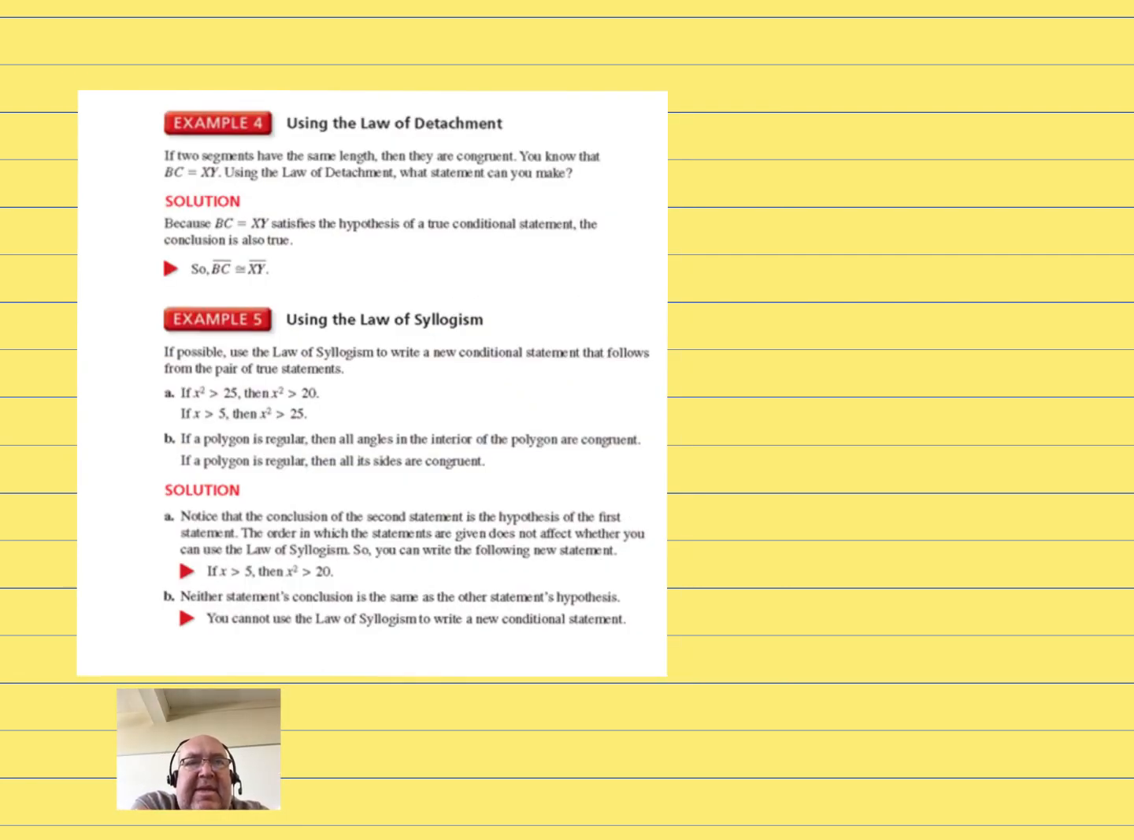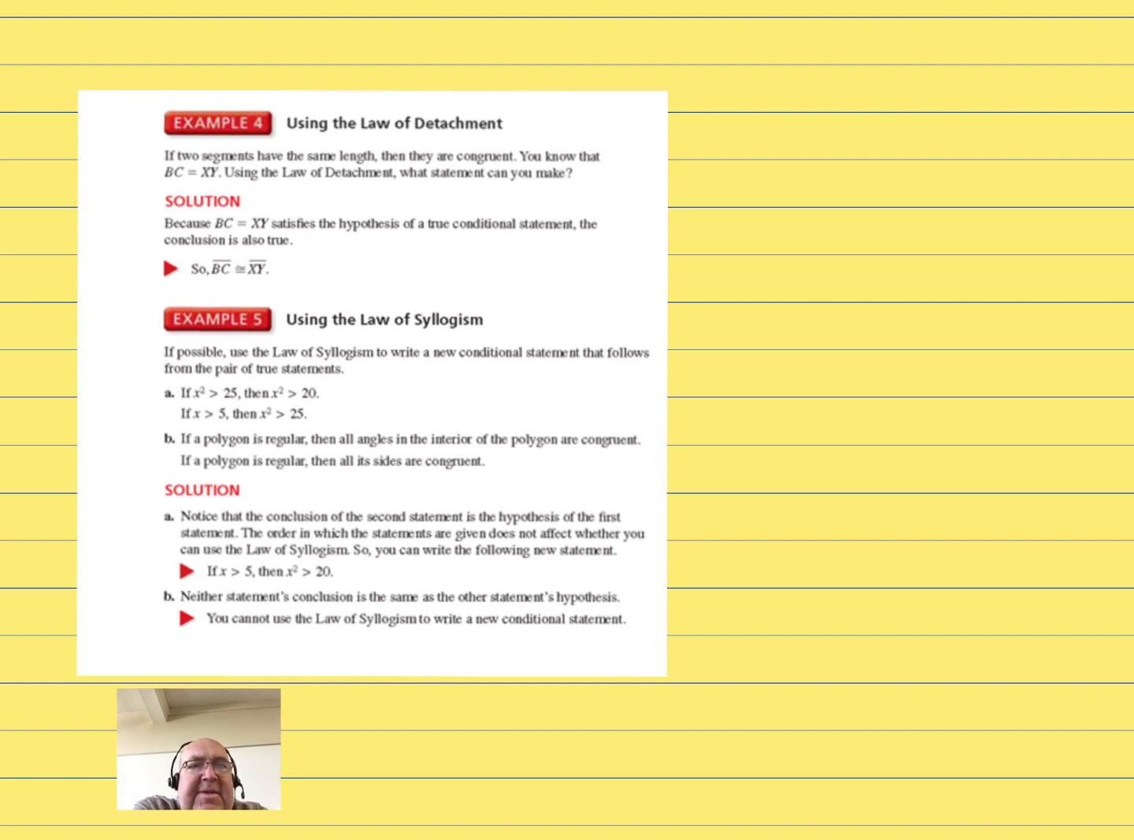The second is the law of syllogism. I don't know if that's how you say it, but if you are going to say that x squared is less than 25, then x squared is less than 20. As long as you're using numbers, you can do that. So if x is less than 5, then x squared is going to be less than 25. You can write a statement like that.